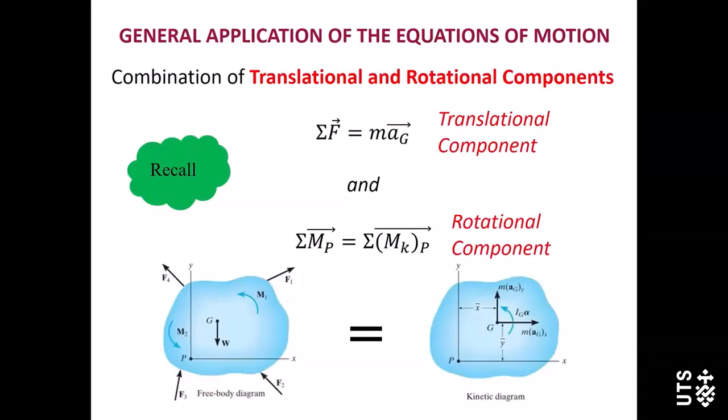Okay, we go back to the series. And here you can see the general expression of the equations of motion. And we know there are two components. One is translational component, and this is the expression. And actually, this is the second law of Newton. Another one is rotational component here.